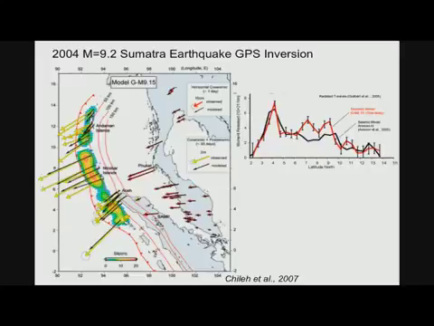I think Jeff showed you examples of how we do this in a very analogous manner with GPS data. So this is for the 2004 Sumatra earthquake, showing observed, actual GPS displacements during that earthquake that were inverted for a slip distribution. So here's slip in meters for this earthquake. So we can actually compare what we get from inverting GPS and from seismic.